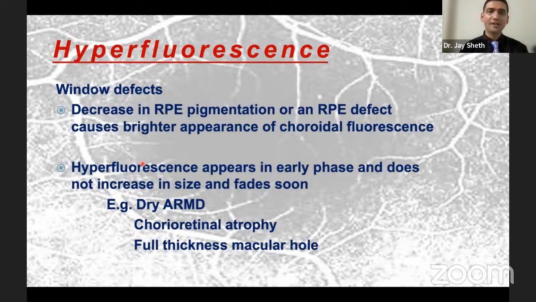So what is a window defect? A window defect is basically when there is either decreased retinal pigment epithelial pigmentation, like what we see in Caucasian populations who have a more depigmented RPE, or there is a localized RPE defect. When these changes happen, the background choroidal flush appears more hyperfluorescent, which creates a window defect. This is usually seen in patients with dry macular degeneration where RPE atrophy is happening, or even in patients with a full thickness macular hole, because the retina is absent. So there is increased fluorescence.